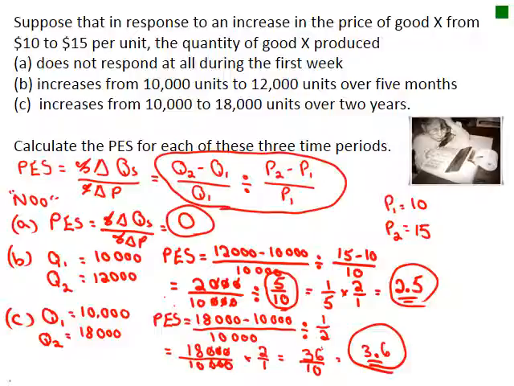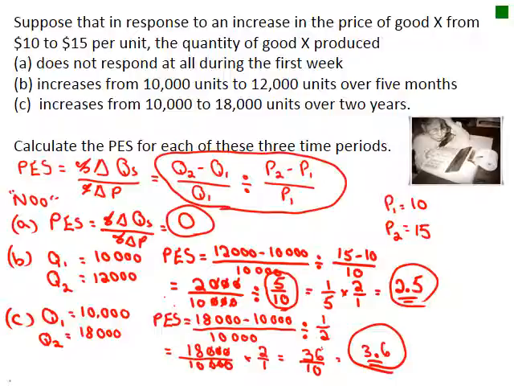Let's look at B. We've got a Q1 and a Q2. It increases from 10,000 units to 12,000 units over 5 months. So let's look at the formula. Let's take it from up here.